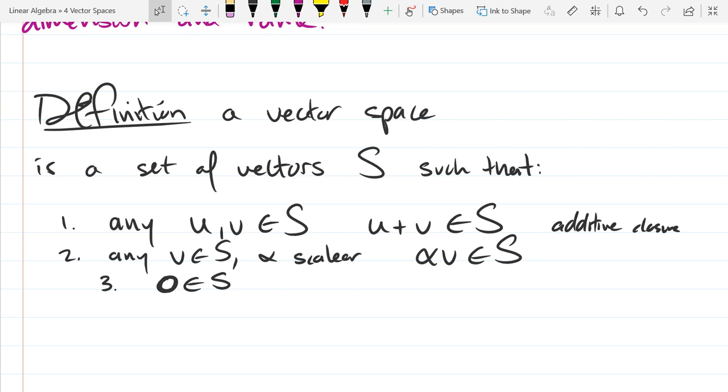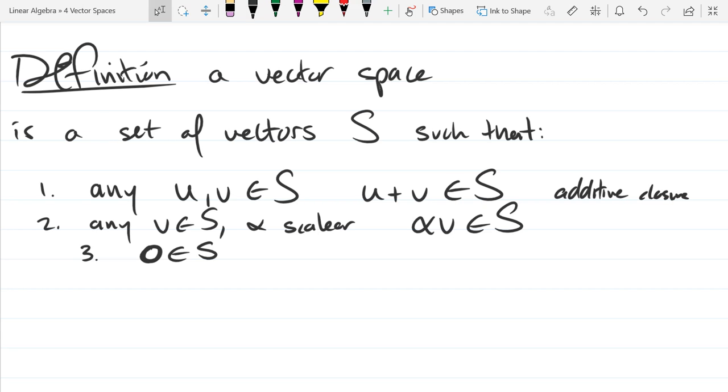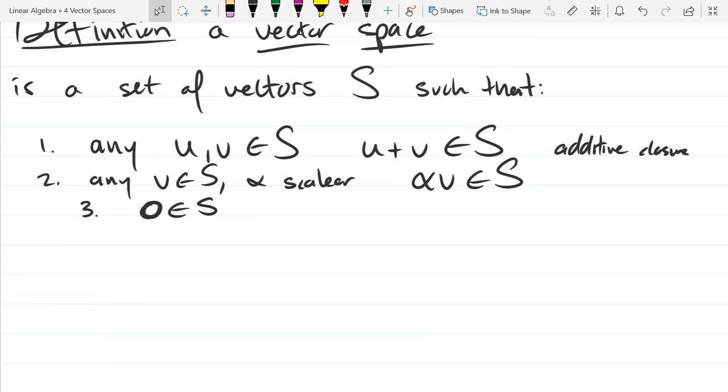What alpha could you use to get the zero vector? Zero. So if you look at the second point, take any vector in S, doesn't matter which vector, multiply it by zero, and you'll turn that into the zero vector. So point number two automatically gives you the zero vector. So a vector space is basically just closure under addition and scalar multiplication. Now we'll look at a subspace.